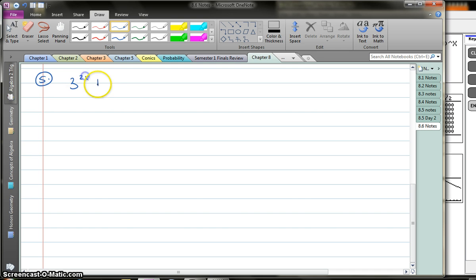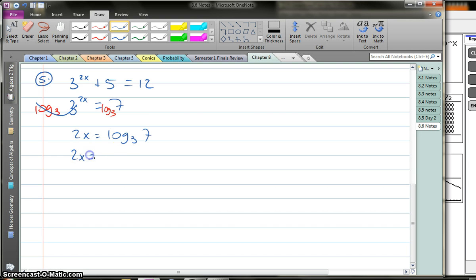3 to the 2x plus 5 equals 12. So, subtract your 5. 3 to the 2x equals 7. I can't write 7 as a base of 3, so I've got to utilize my log notation. So log base 3 both sides, and you're left with 2x is equal to log base 3 of 7.